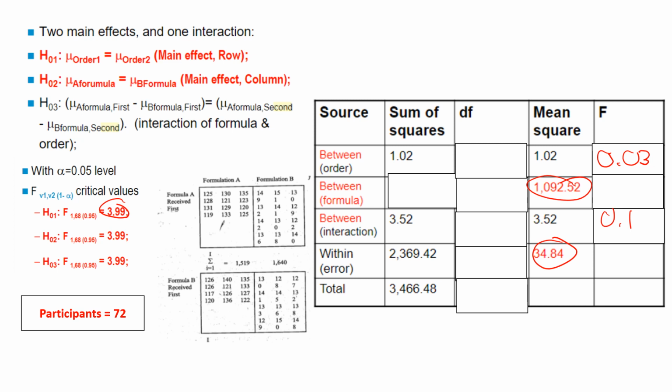When we do our 1092.92 divided by 34.84, however, we get an f value of 31.7. Or 0.4, I'm sorry, which is pretty significant, right? That's 10 times the value of our f value for hypothesis 2. So in this case, we have one f that's significant, and that'll be our formulation effect. So the formulations have significance between each other, but the order you give them in and the interaction between order and formula have no significant effect.